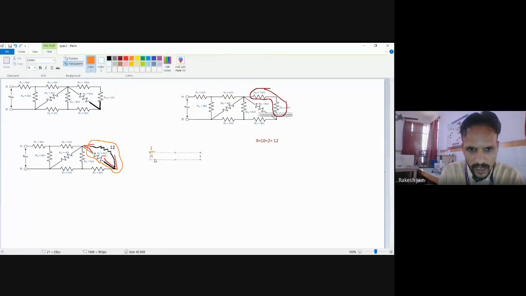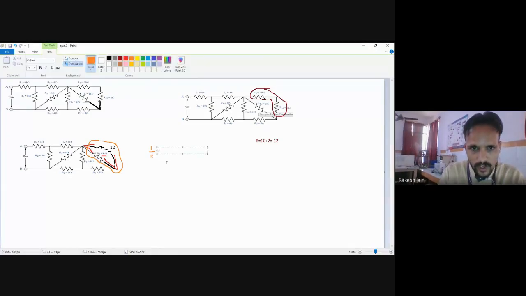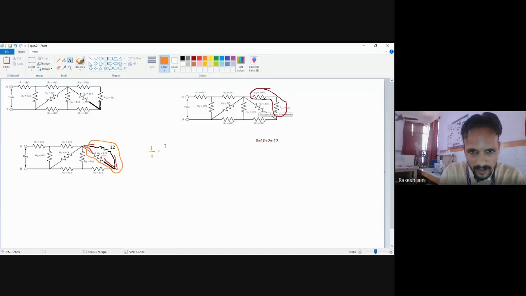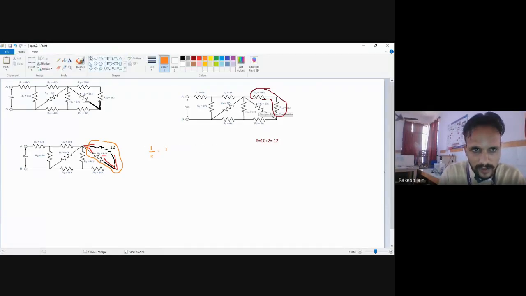So 1 upon R is equal to 1 divided by R1 plus 1 divided by R2. So R1 is what? 12 and 6 ohm. Anyone can be R1 or R2, so 6 or 12. Let's suppose I take 12 as R1.